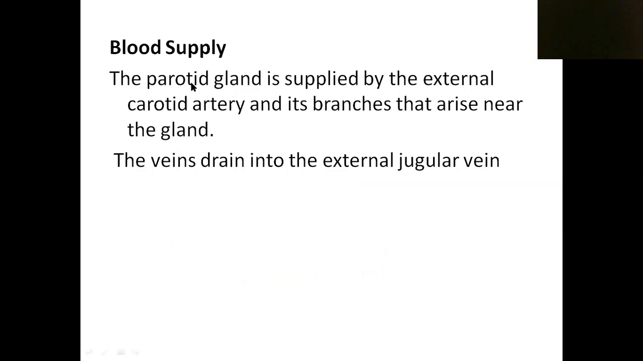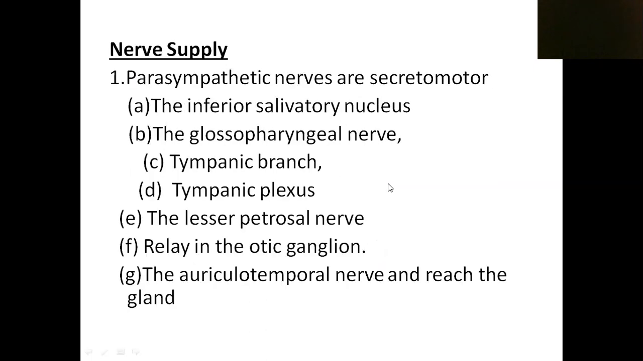Then blood supply. Inside the parotid gland we have the external carotid artery, so some minor branches of the external carotid artery supply this parotid gland. Venous drainage is into the external jugular vein. Now nerve supply, mainly the parasympathetic supply. Parasympathetic supply means secretomotor supply. Secretomotor means it gives motor impulse for secretion. So secretomotor supply is the importance of this parasympathetic supply.